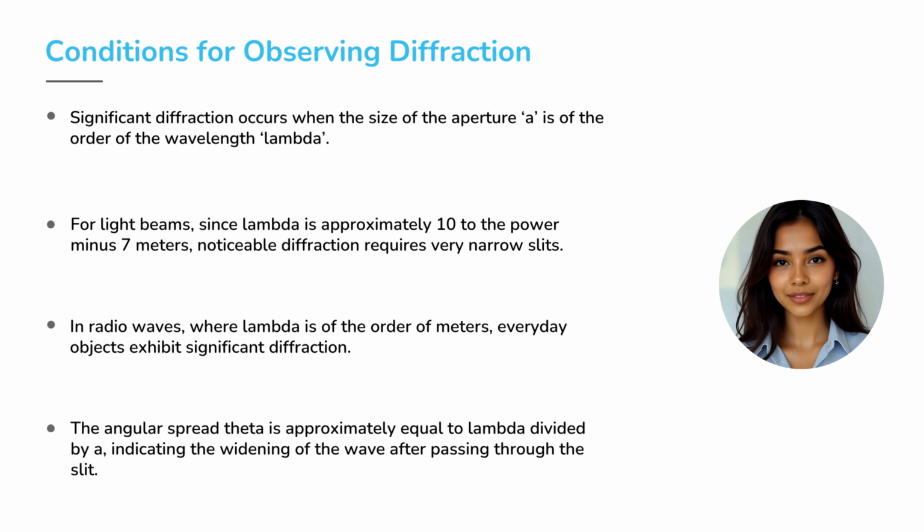The spread of the wave after passing through the slit is often measured by an angle theta, which approximately equals the wavelength divided by the slit width. So, smaller slits or longer wavelengths mean wider spreading. This is why closing one eye slightly gives you a blurry, more spread out image, a little everyday diffraction.